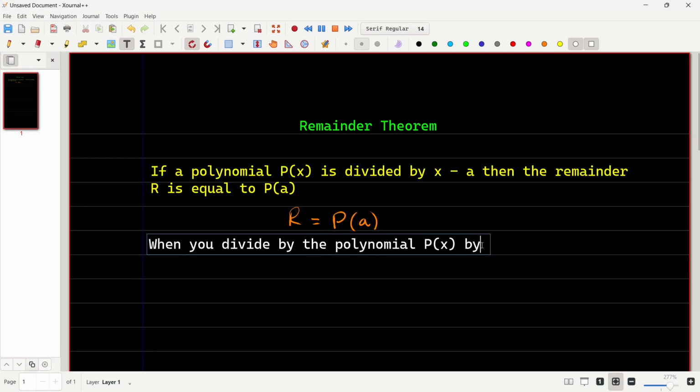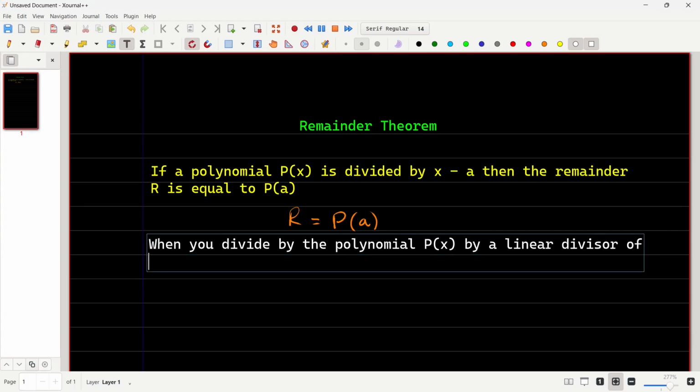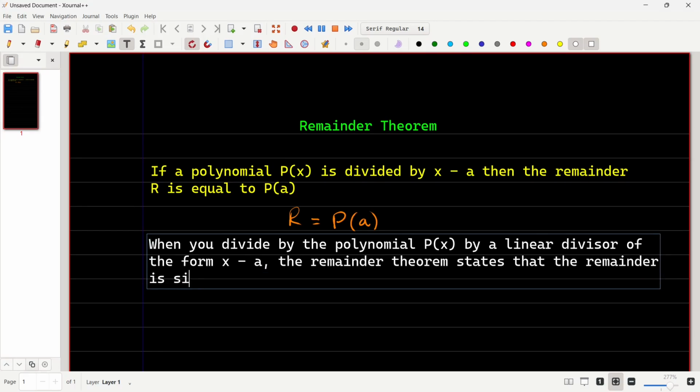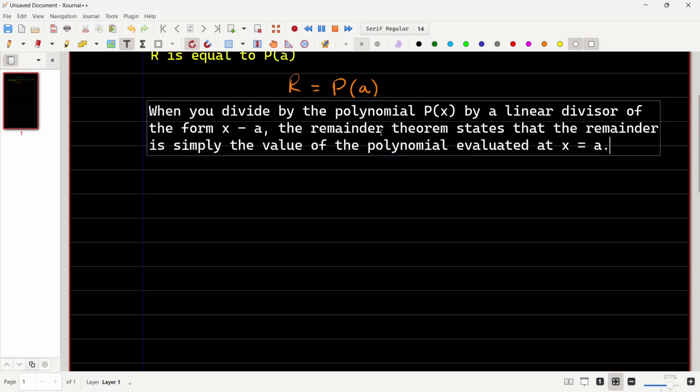So when you divide the polynomial p of x by a linear divisor of the form x minus a, the remainder theorem states that the remainder is simply the value of the polynomial evaluated at x equal a.